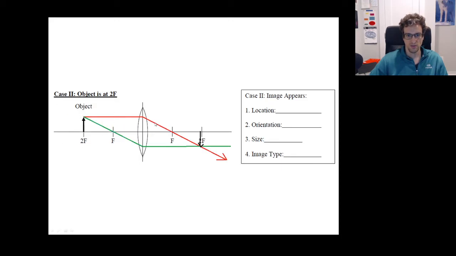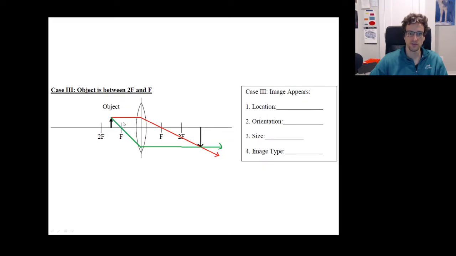Same deal. Location is about at 2F, right? Again, I've talked about how this isn't perfectly measured. It should be about 2F. The orientation is inverted, size is about the same. Image again is real. Third one, right? Same set of rules. The location is beyond 2F. Orientation is inverted, size bigger, image type real.